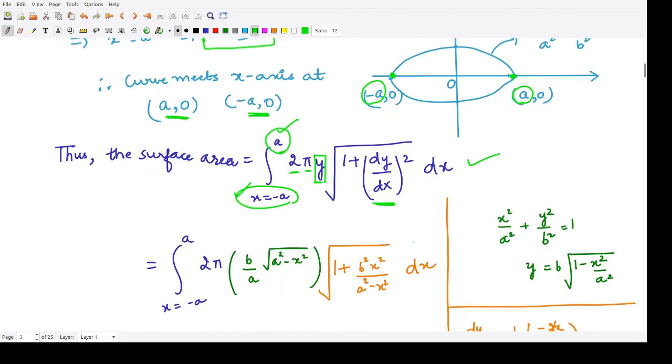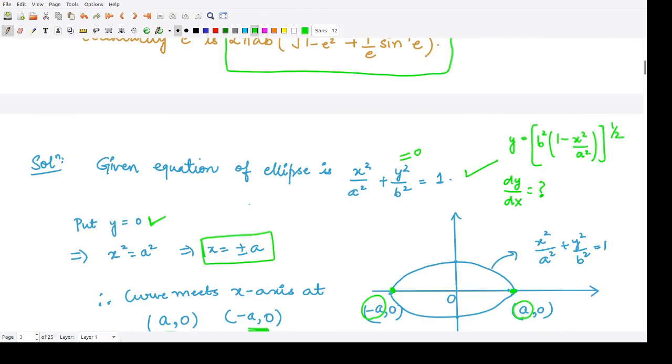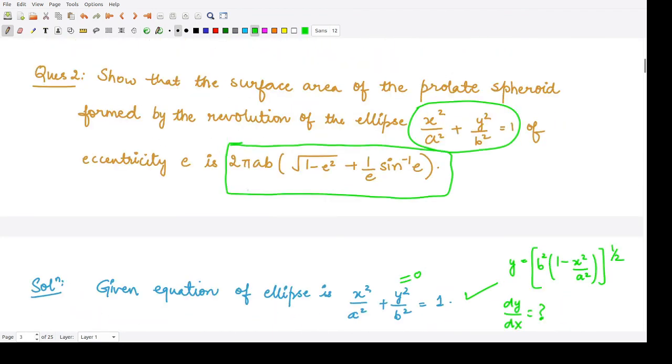You could use this particular formula, that b square is equal to a square (1 minus e square). This formula is used to eliminate this particular b from here, because in the end we are to show that it is equivalent to 2 pi a b [square root of 1 minus e square plus 1 by e sine inverse of e]. So this is what we are required to prove.